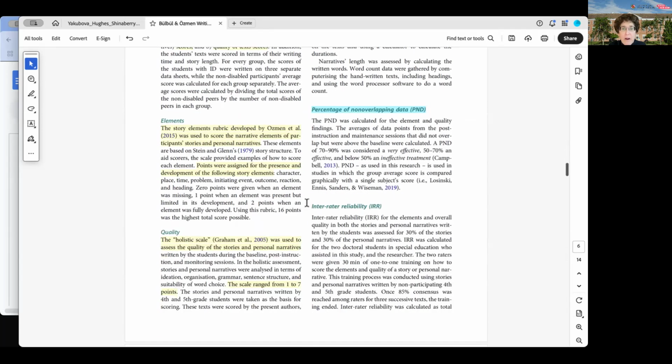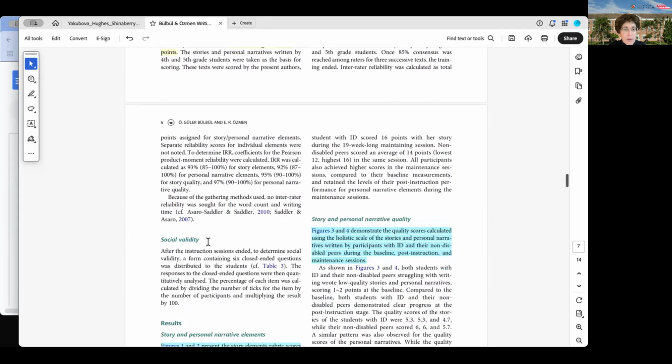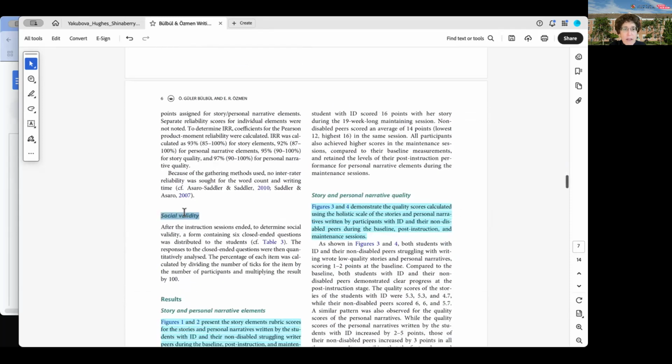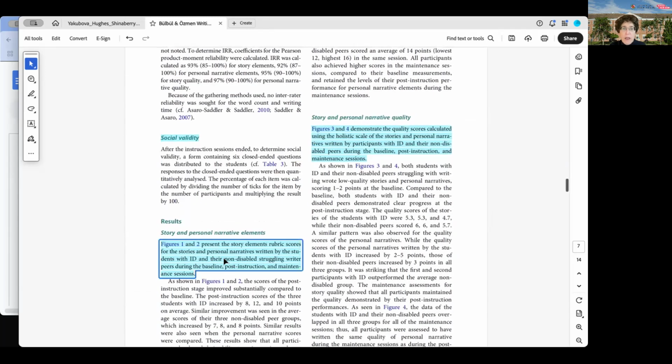And then they are going to talk about the inter-rater reliability of the scoring. That's something that is always represented in an article at some point in the paper. And then they also had social validity that they measured. Okay, so then they have figures. Figures 1 and 2 were the story elements, and they have two different kinds of stories.